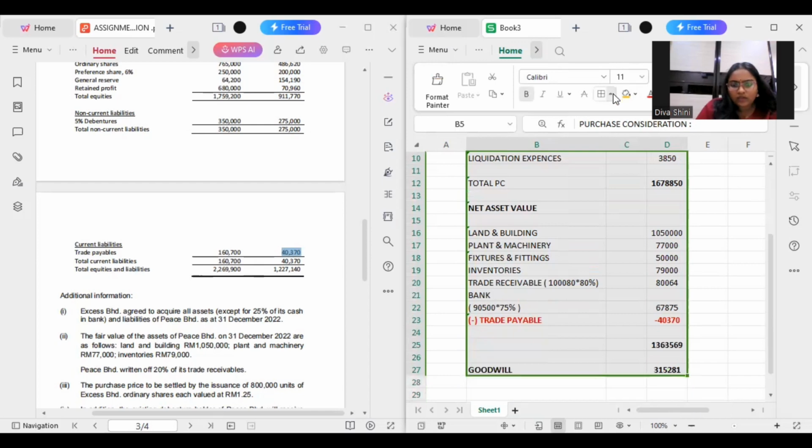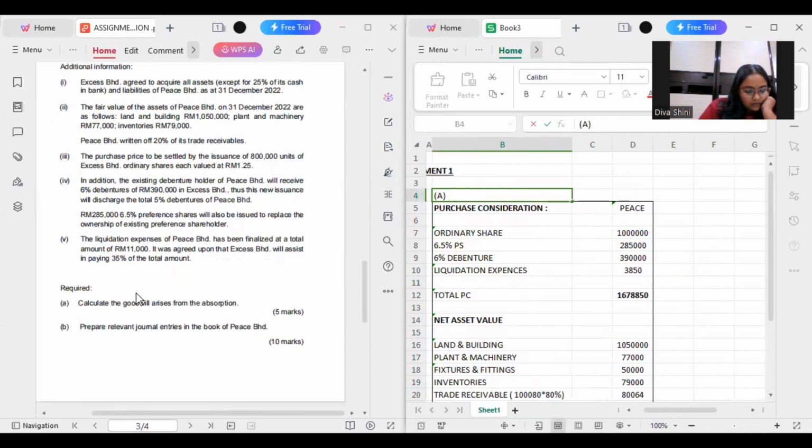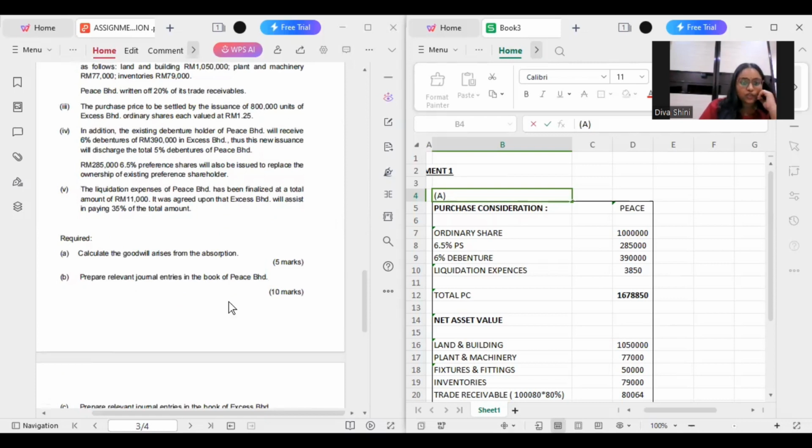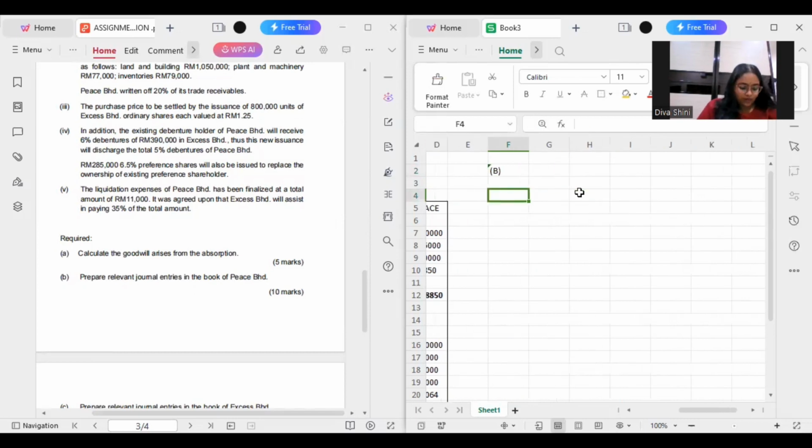So that's all for question A. And B requires us to prepare the relevant journal entries in the books of Peace Berhad. So we need to do the relevant journal entries for the Peace account. For the first journal, we record the purchase consideration.